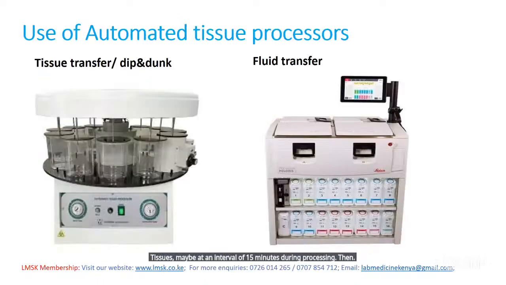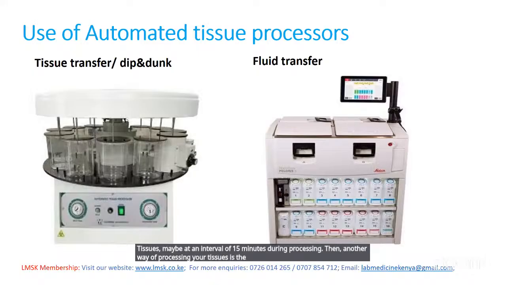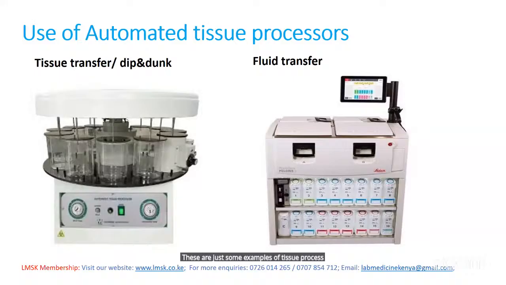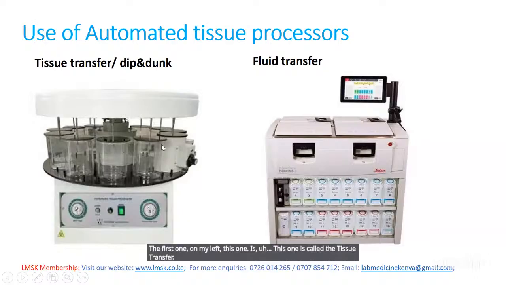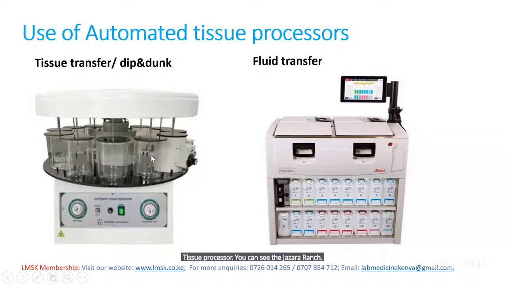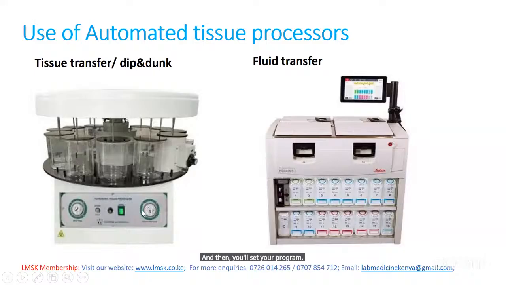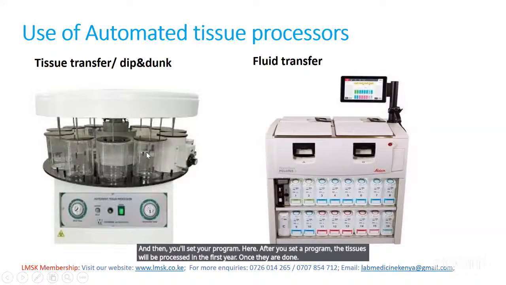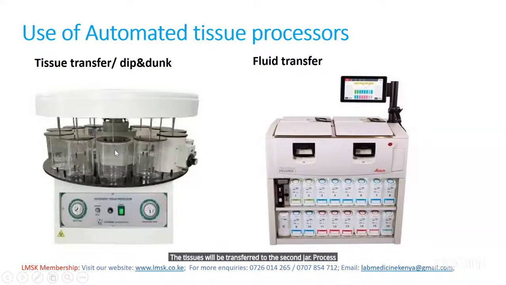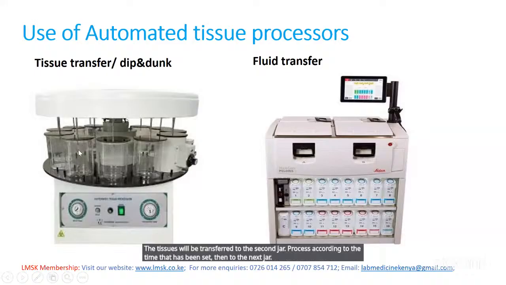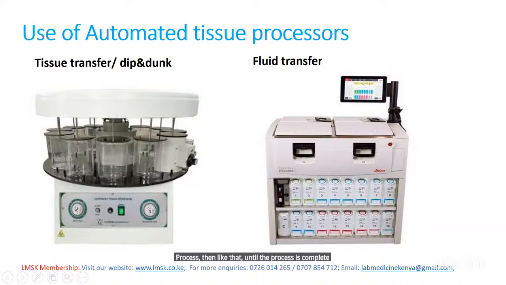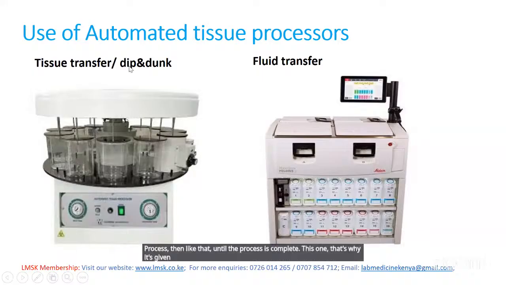Then another way of processing your tissues is by use of automated tissue processors. These are just some examples of tissue processors in the market. We have many. The first one on my left is called the tissue transfer tissue processor. You can see the jars are arranged there. You place your tissues, in their cassette holder, in one of the jars, maybe the first jar, and then you'll set your program here. After you set your program, the tissues will process in the first jar. Once they are done, the tissues will be transferred to the second jar, process according to the time that has been set, then to the next jar, process, and like that until the process is complete. That's why it's given the name dip and dunk.